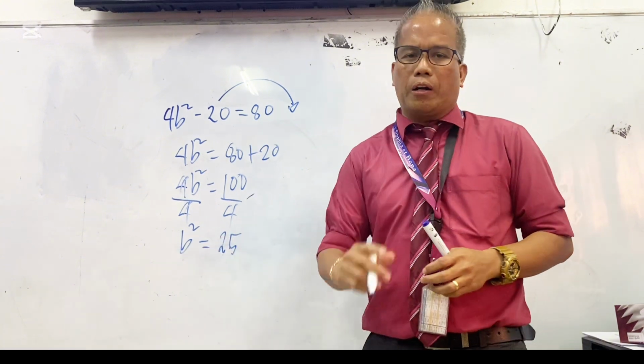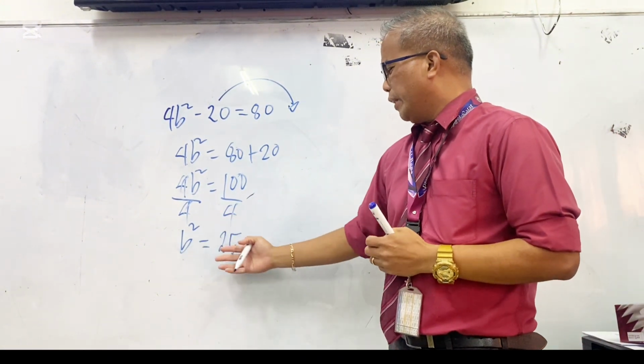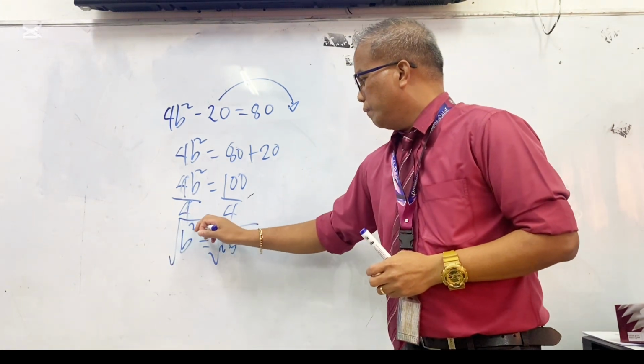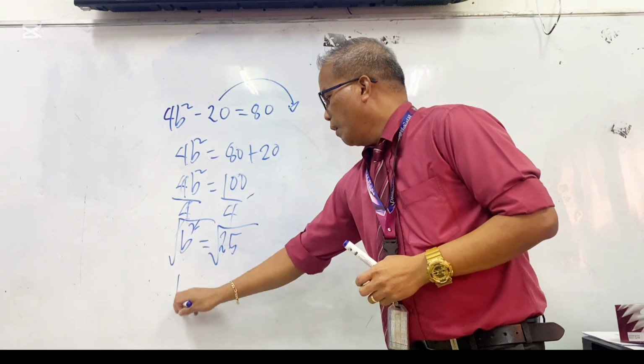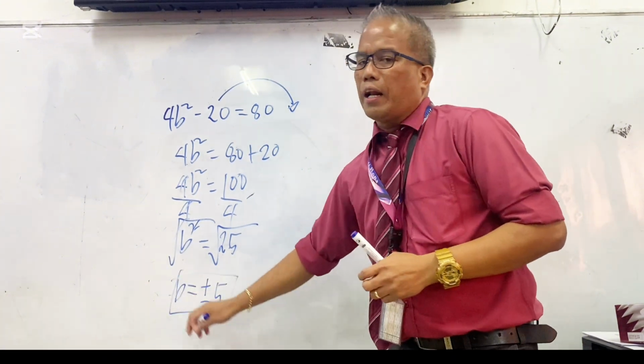Then that's the time you are going to apply extracting square root. Once you have b squared equals 25, square both sides of the equation. So we have now b is equal to positive negative 5. So this is the final answer.